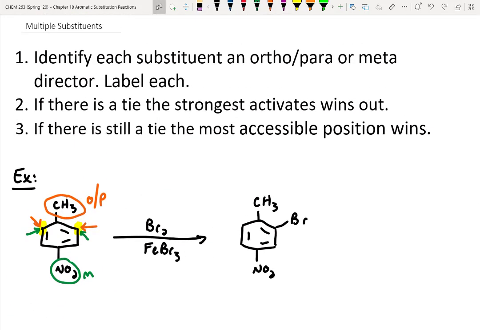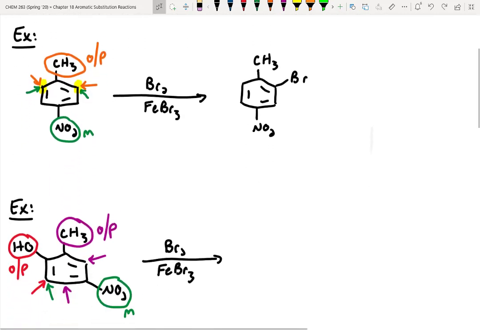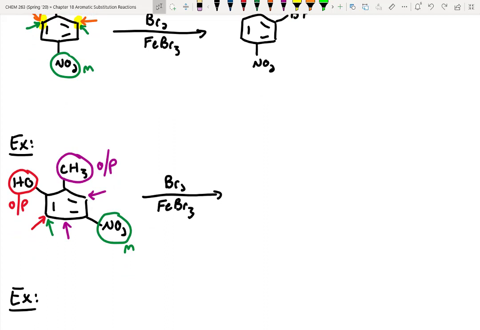We said if there's a tie, the strongest activator is going to determine the regiochemistry. So in this case, we've got two activators. We have this alcohol right here, that's an activator. And then we also have this methyl group right here, that's also an activator. Well, which is stronger? Well, in this case, we know the alcohol is going to be substantially stronger than the methyl group. So then the alcohol is going to win out, which means that its arrow is going to be the tiebreaker. So we can predict that when we do this reaction, the position indicated by the red arrow is going to be the one to be brominated. So I would go ahead and put my bromine right there.